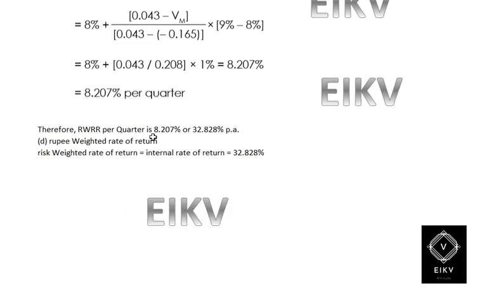Therefore, the rupee weighted rate of return would be 8.207 percentage per quarter, which is 32.828 per annum. The rupee weighted rate of return is equal to the internal rate of return, which is equal to 32.829.